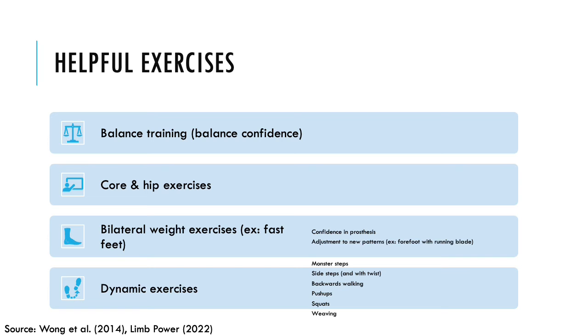Core and hip exercises are also very important, and dynamic exercises. So the dynamic exercises that I listed here come from Limb Power, which I'll talk about more in a little bit, but they're exercises such as monster steps, side steps, backwards walking, push-ups, squats, weaving a ball or weight through the legs, things like that. Things that really shift the weight forward and back, side to side.